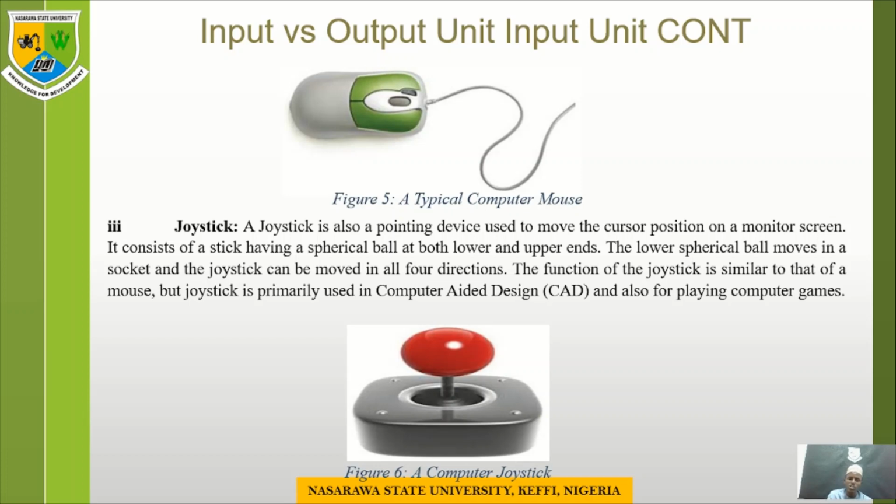Then the next input device is the joystick. The joystick is a pointing device that is used to move the cursor position on a monitor screen. The joystick is just a pointing device too. It's used to move the cursor on a monitor screen. It consists of a stick having a spherical ball at both the lower and upper ends. The lower spherical ball moves in a socket and the joystick can be moved in all 4 directions.